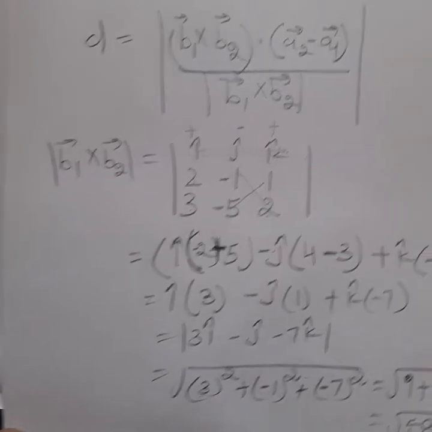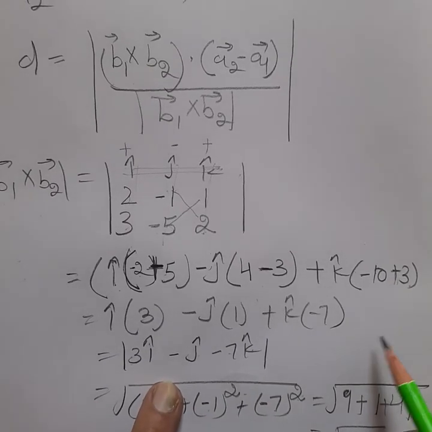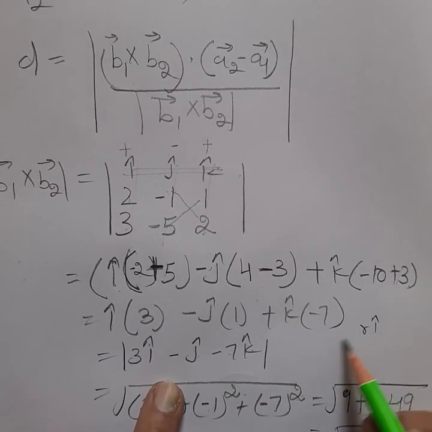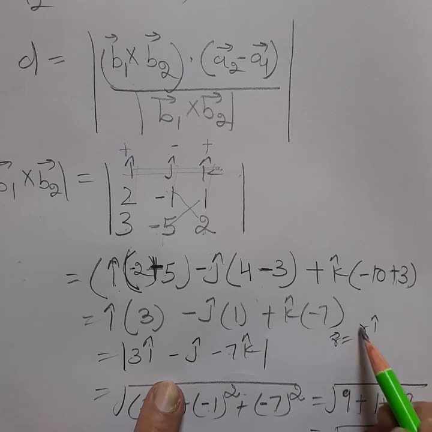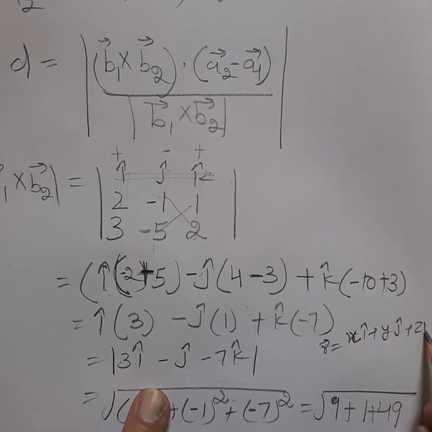I repeat my step. When you have to take the modulus of this type of vector, you can see here when we take the r vector as xi plus yj plus zk.